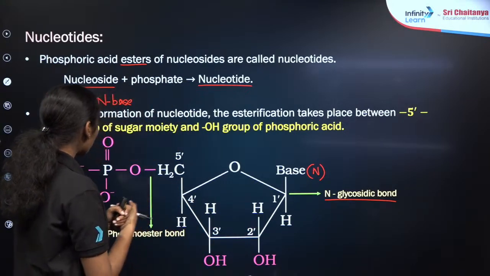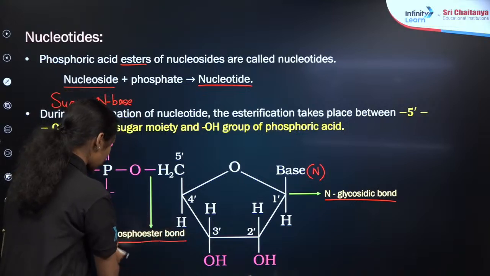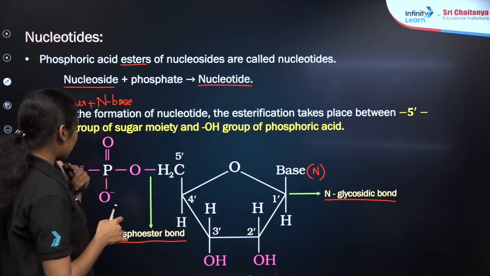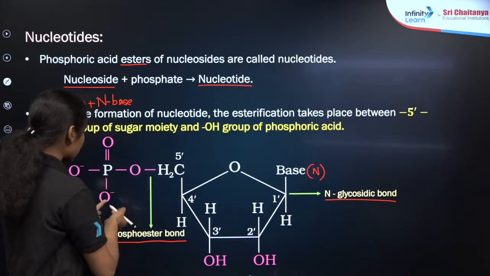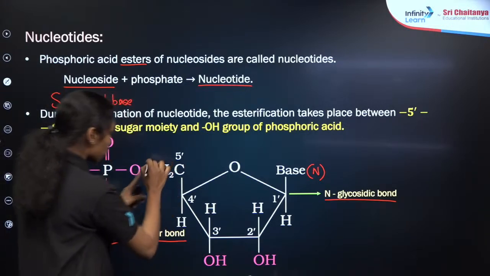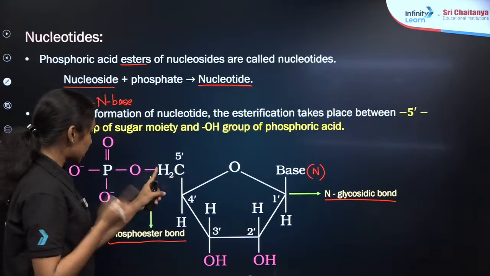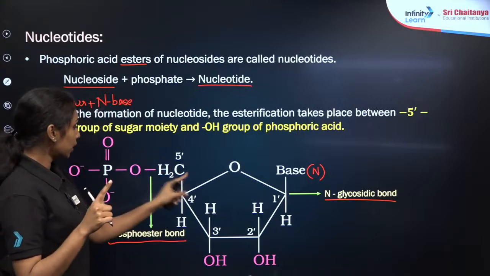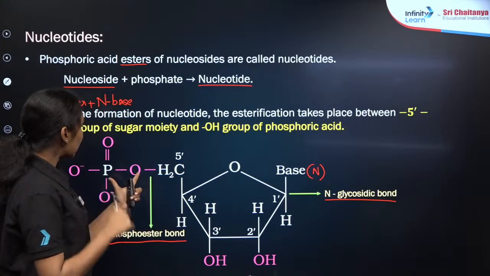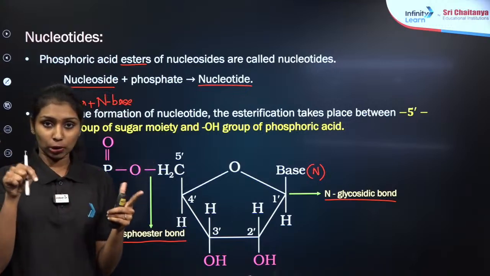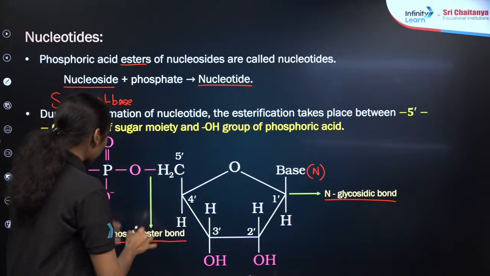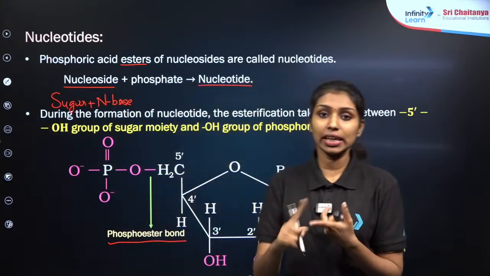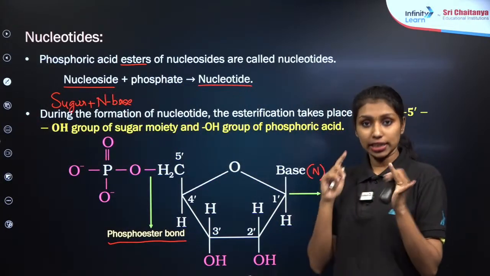Then, what is the other bond you are observing here? There is a phosphoester bond. This is our phosphoric group, that is, double bond O with OH groups. In the case of the sugar molecule, there will be a CH2OH group. One of the OH groups present in the sugar combines with a hydrogen present in the phosphoric acid to form a water molecule. There will be a release of a water molecule to form a bond known as the phosphoester bond. Clear?